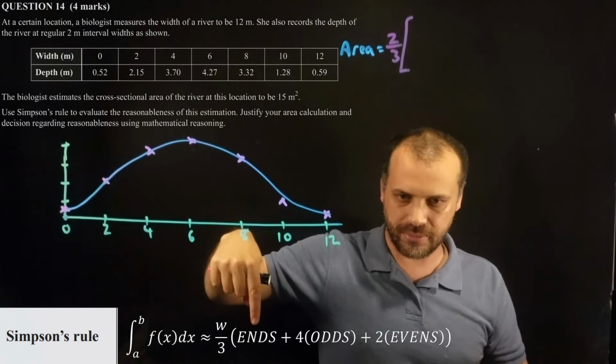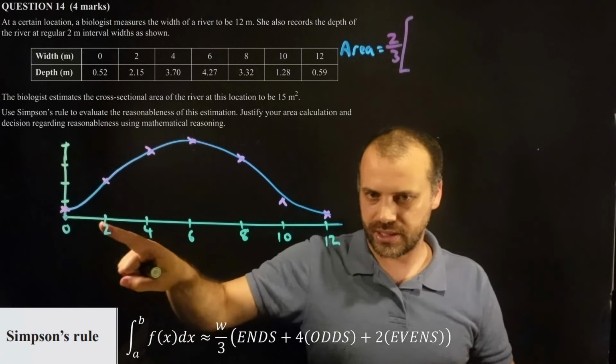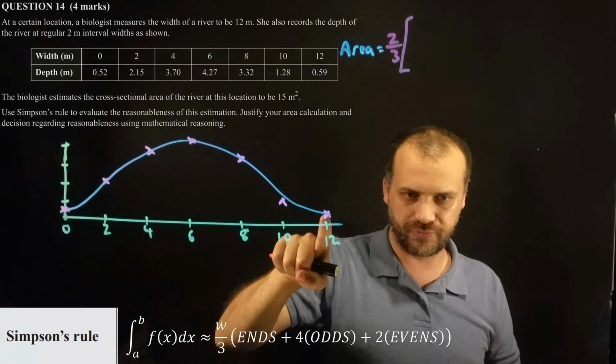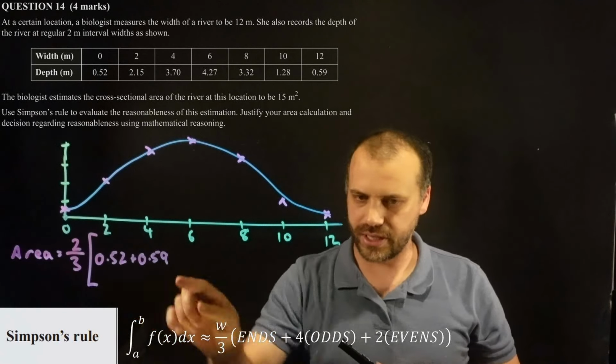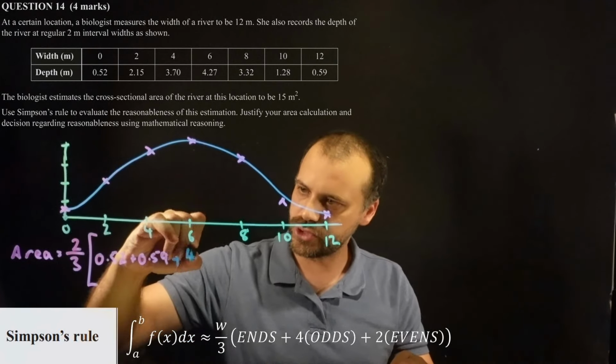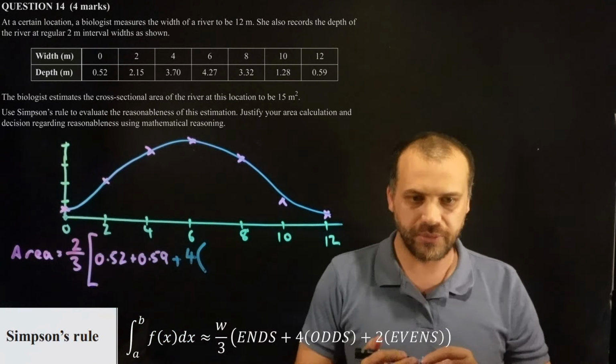And now the sum of the ends. Now the ends here are 0.52 and 0.59. Just shifting down to here to have some more space. Now plus 4 times the sum of the odds.